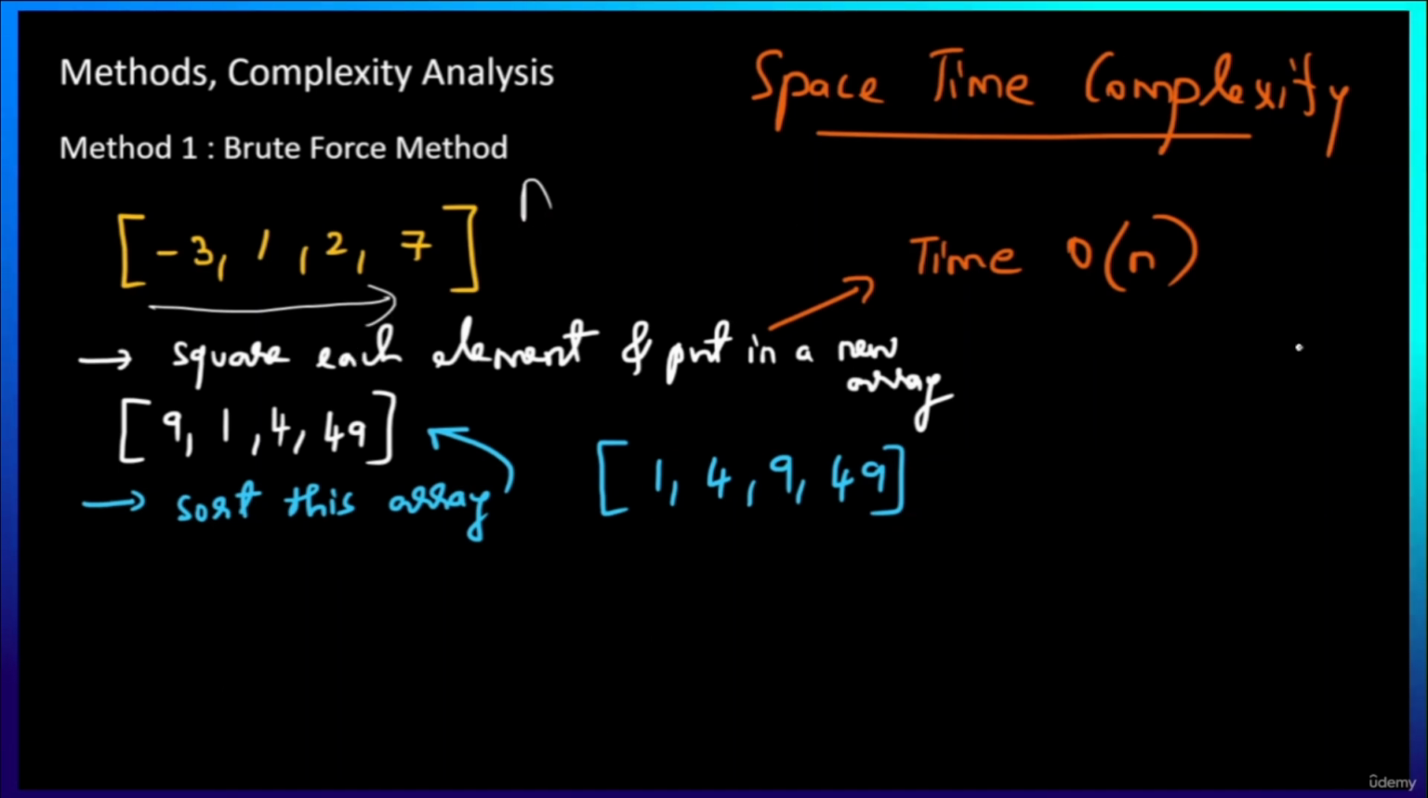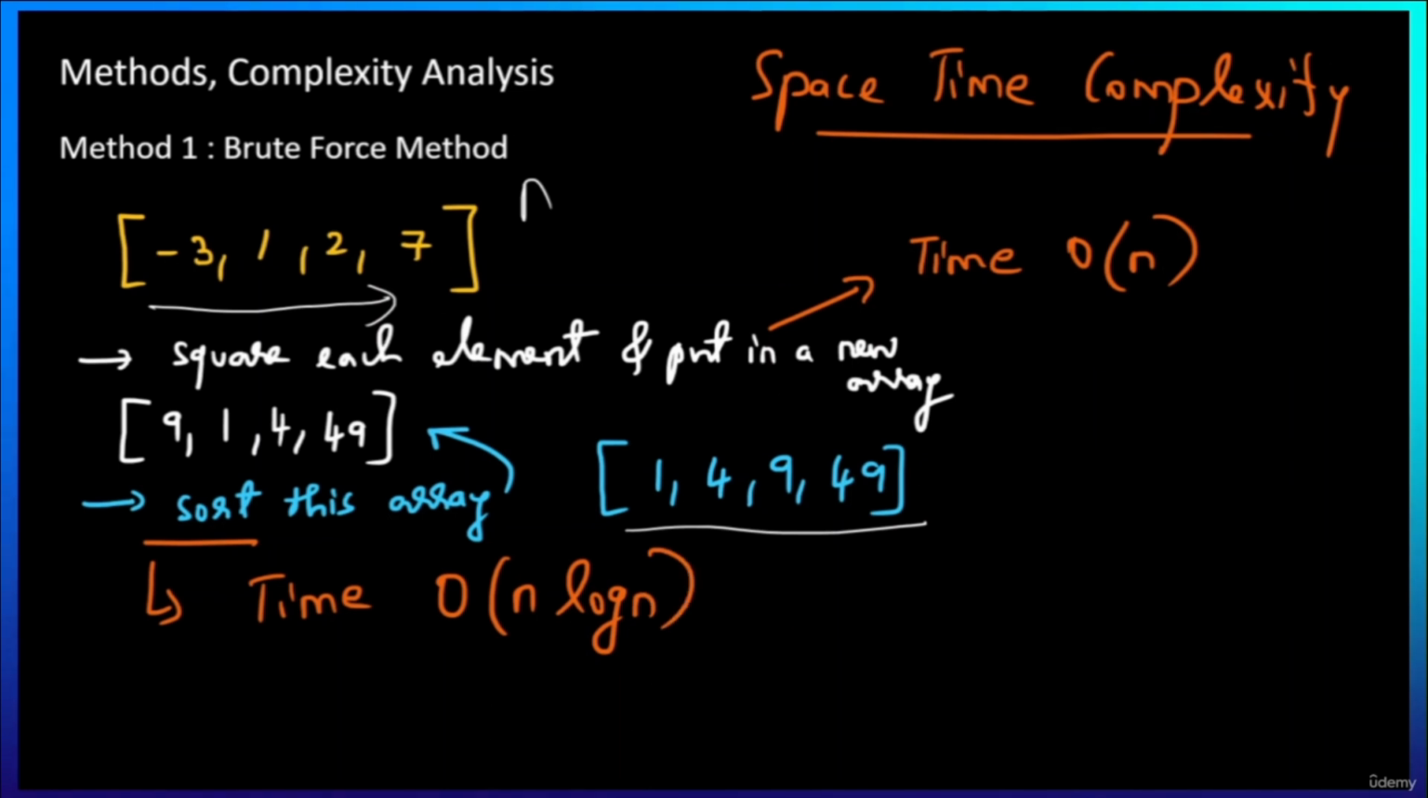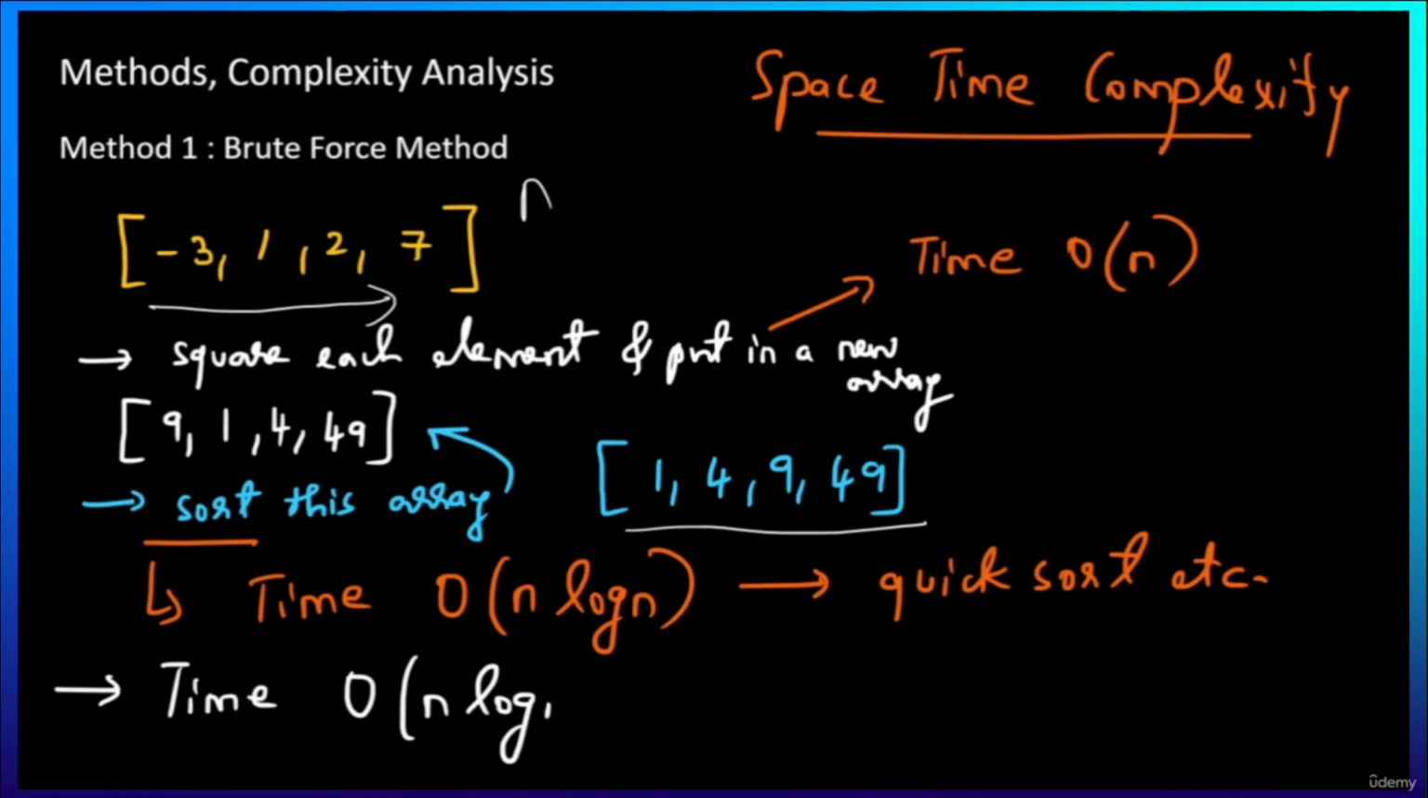Now after this, we have to sort, right? We have to sort the given array to get from here to here, right? Now any good sort has a time complexity of O of n log n. For example, quick sort, etc. Right? So the total time complexity of this algorithm therefore is equal to O of n log n.